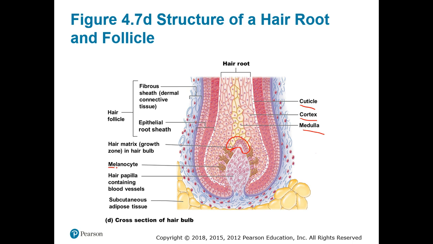We also talked about melanocytes. This helps give pigment to your hair. And the last thing that we talked about was how the dermal layer located underneath it has blood vessels. So here are these blood vessels that are constantly supplying O2 and nutrients to this growth area so more cells can be created.